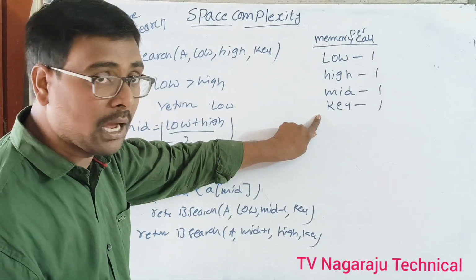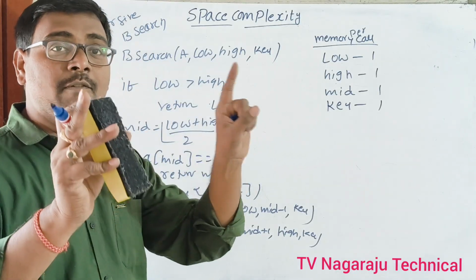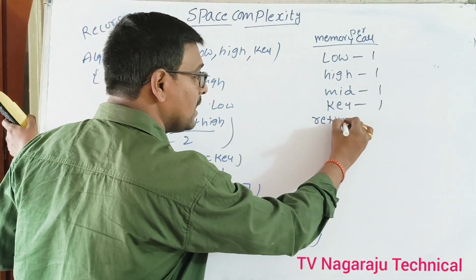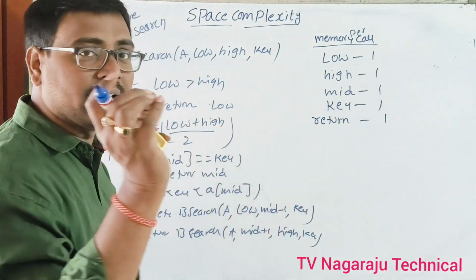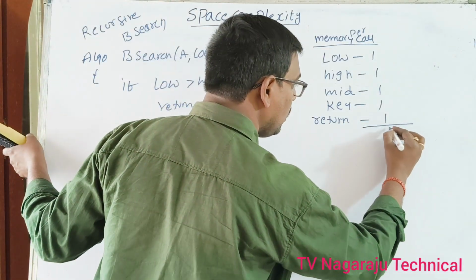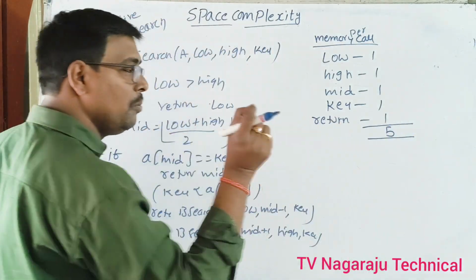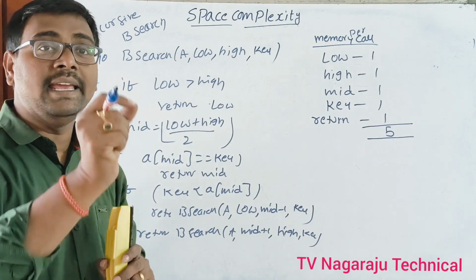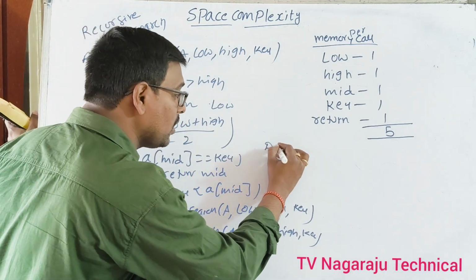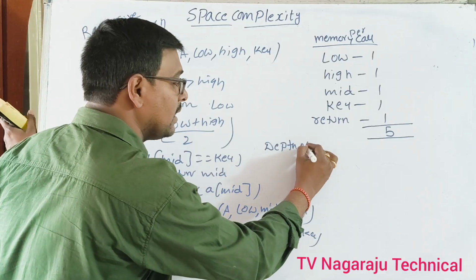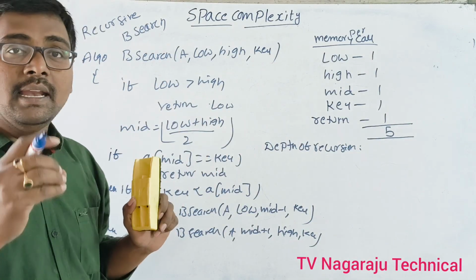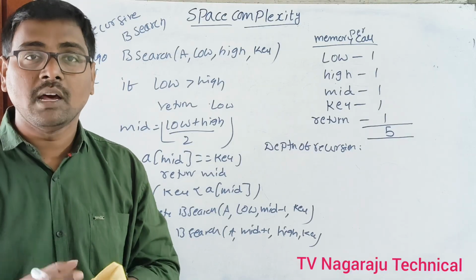These are the parameters. Along with them, if it is a recursion, you must store the return address. So the return address needs 1 unit of memory. So in total it needs 5 memory locations per recursive call. Now, what is the depth of the recursion? Depth of recursion means how many calls you are facing.